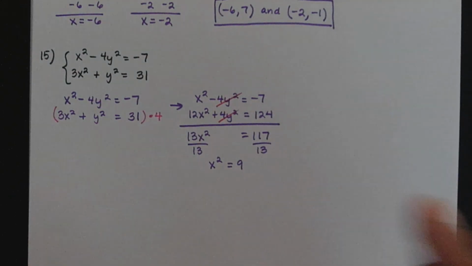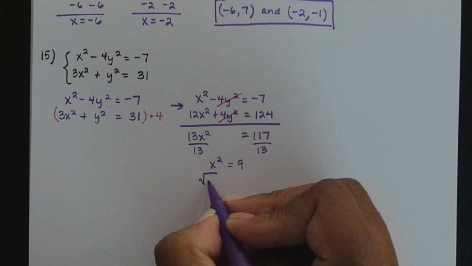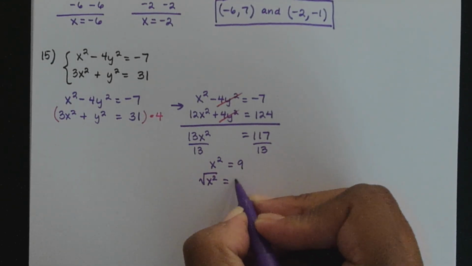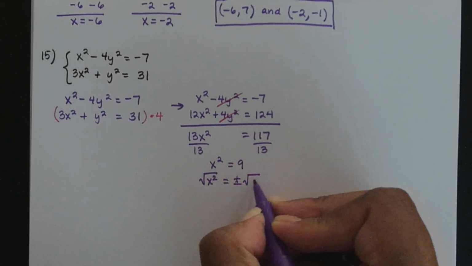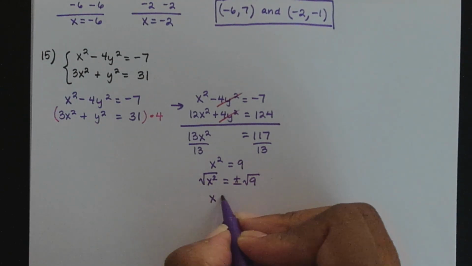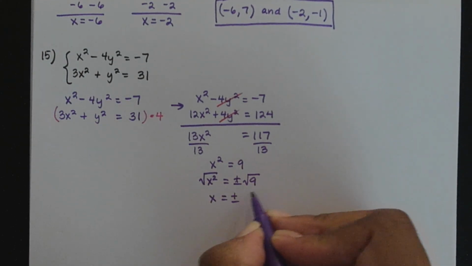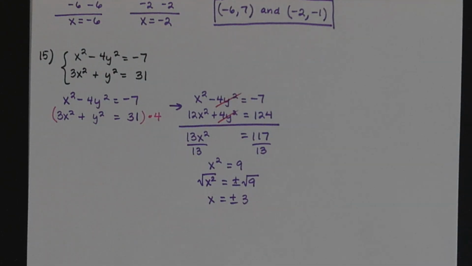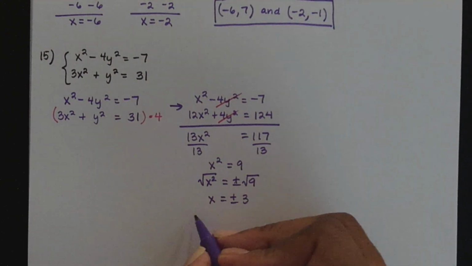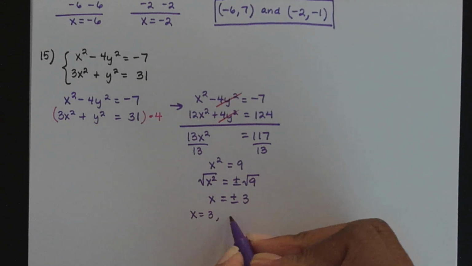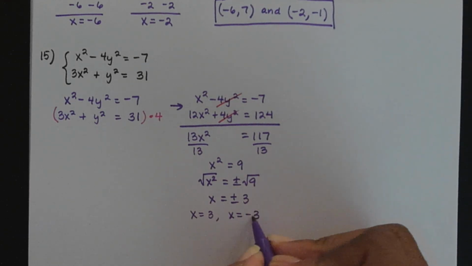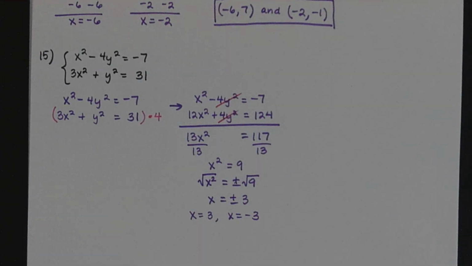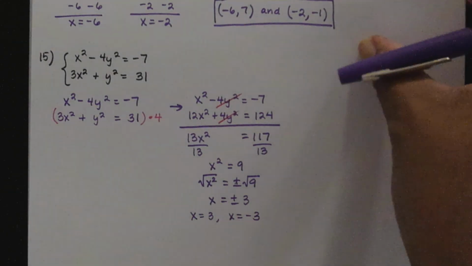And what's the opposite of squaring something? Square root. And if I take the square root on both sides, I must include plus or minus. So that means x is equal to plus or minus the square root of 9, which is 3. So that means I have two values of x. X is equal to 3, and x is equal to negative 3. Now the next step would be to find out what y is for each of these x values.